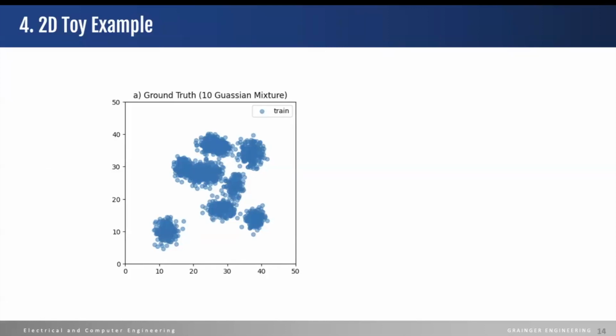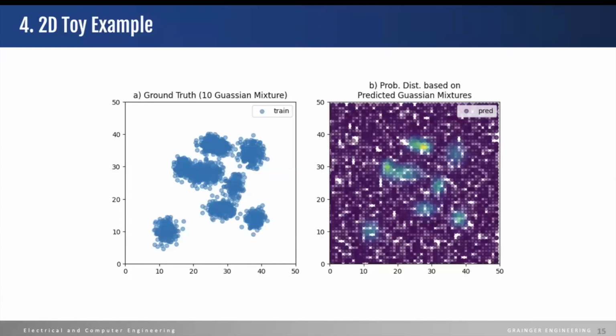Next is the 2D toy example. In this 2D toy example, there are 10 different Gaussians, and after applying the EM algorithm, we can see that the model correctly predicts the likelihood of each data point.